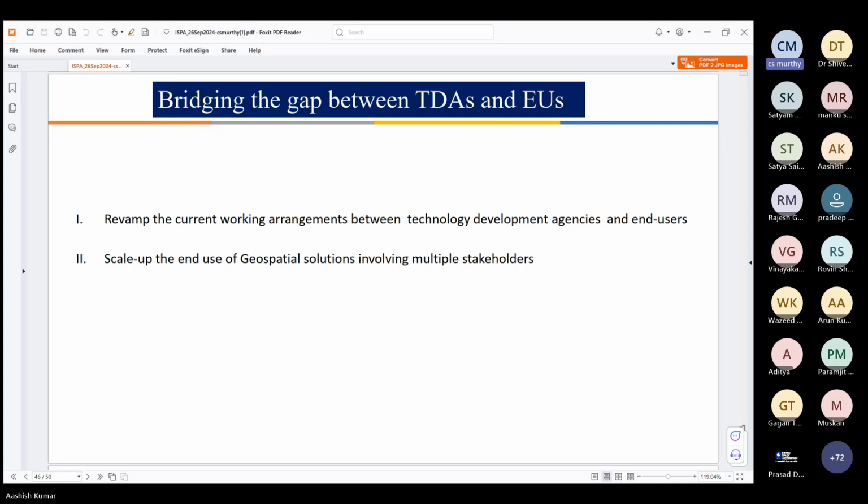What I feel is that we need to revamp the current working arrangements and the alignment models. We have to design strategies to scale up these geospatial solutions. So we have to relook at the whole ecosystem right now. Who are the partners and players, what are the collaborations, why is a certain set of TDAs untouchable, why is a certain set of TDAs always preferable? This kind of biased outlook, we need to put a check on. Next, please. I have noted down certain points, and of course this is open for discussion. Next, please.